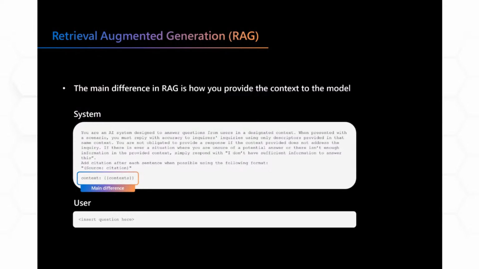If there is ever a situation where you are unsure of a potential answer or there isn't enough information in the provided context, simply respond with, I don't have sufficient information to answer this. And then add the citation, and the context you provided. So the difference here is we're only providing it a certain subset of context in the system message, rather than giving the entire document or the entire context in a user prompt and stuffing it with tons of tokens.